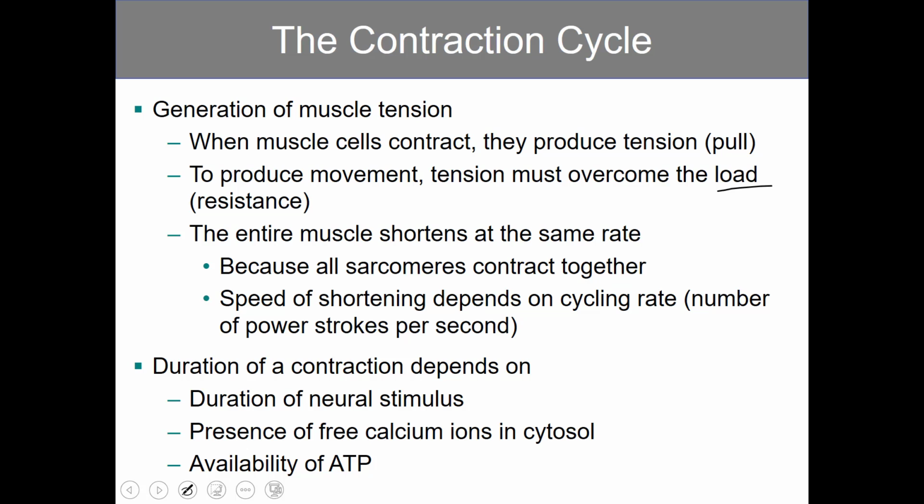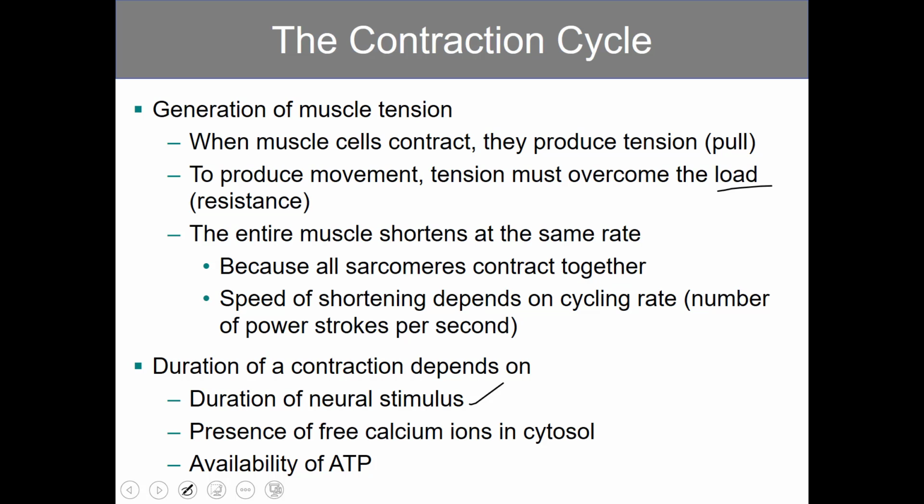If you were to pick up a dumbbell and flex at the elbow, so your biceps brachii are going to flex, and you're holding that dumbbell, 3 things determine the duration of that contraction. One is the neural stimulus. You could just say the heck with it and drop it. So that would be one thing that determines the duration of a contraction.